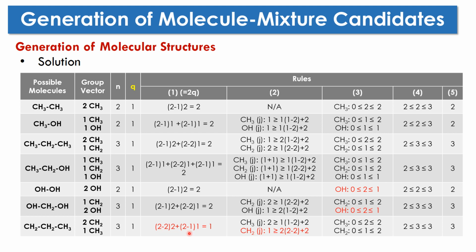Right? And this is for CH3. So 2 minus 1, where 1 is the valence, multiplied with the occurrences. There's only one CH3, so 2 minus 1 is 1, and 1 multiplied with 1 is 1. So it's equal to 1. And 1 is not equal to 2. That is why this rule is not satisfied by the molecule.